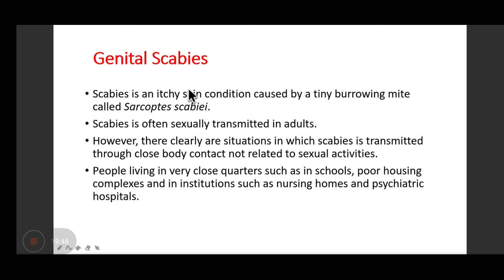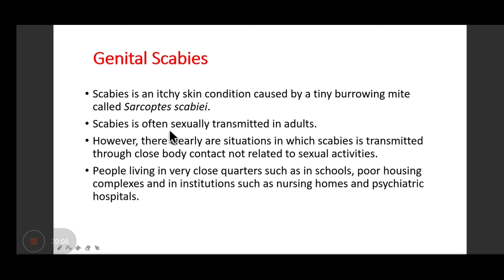Scabies is a skin infection where there is a lot of itching. It is caused by a parasite, the Sarcoptes scabiei. This Sarcoptes scabiei is a mite. It's a very tiny mite.